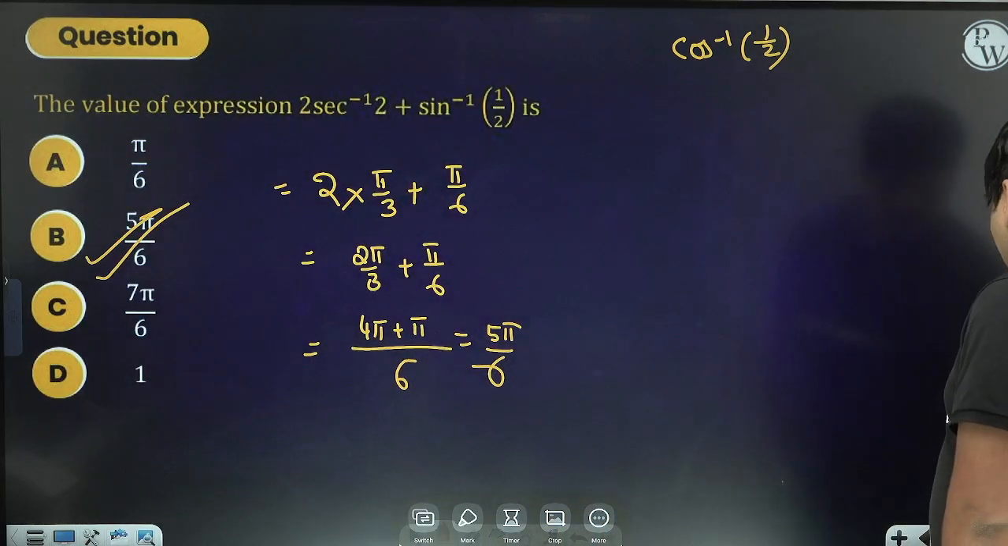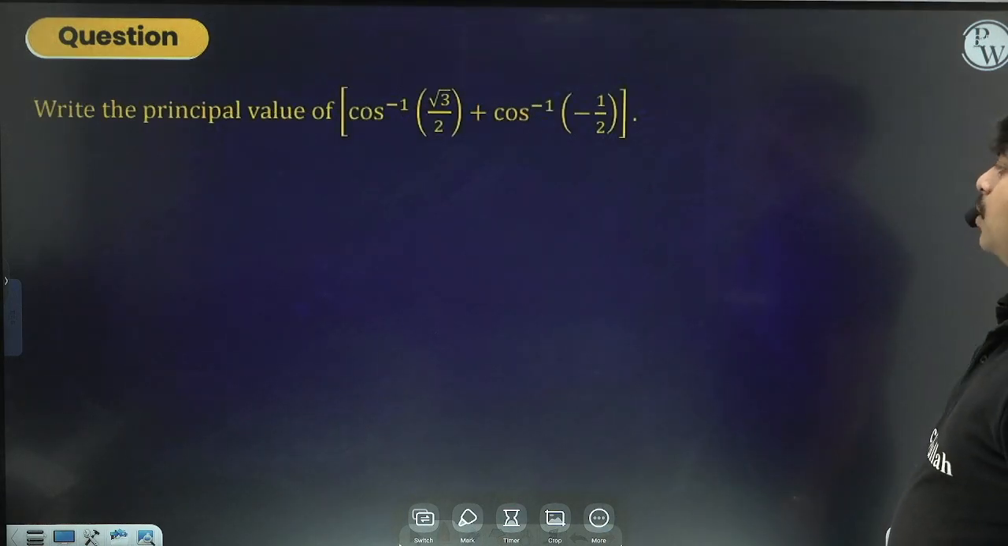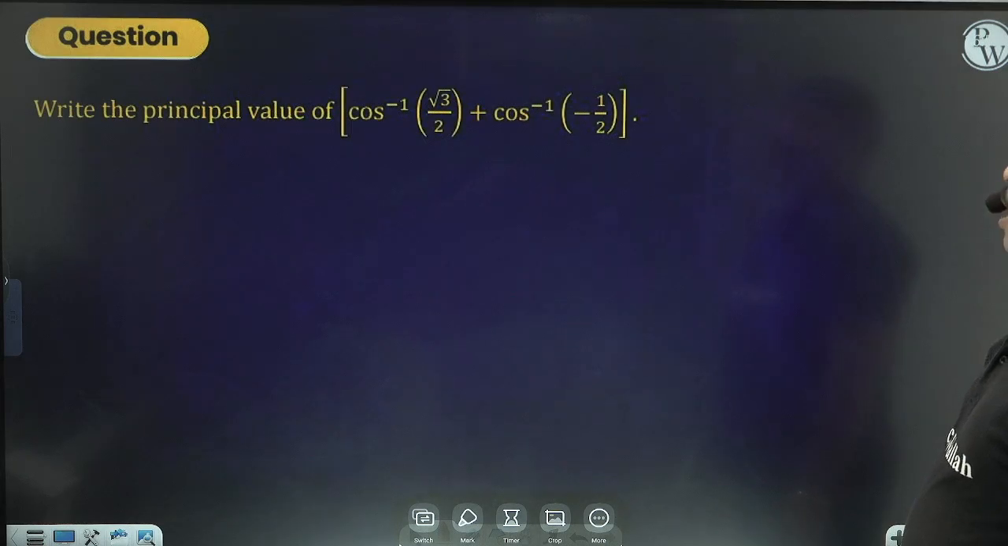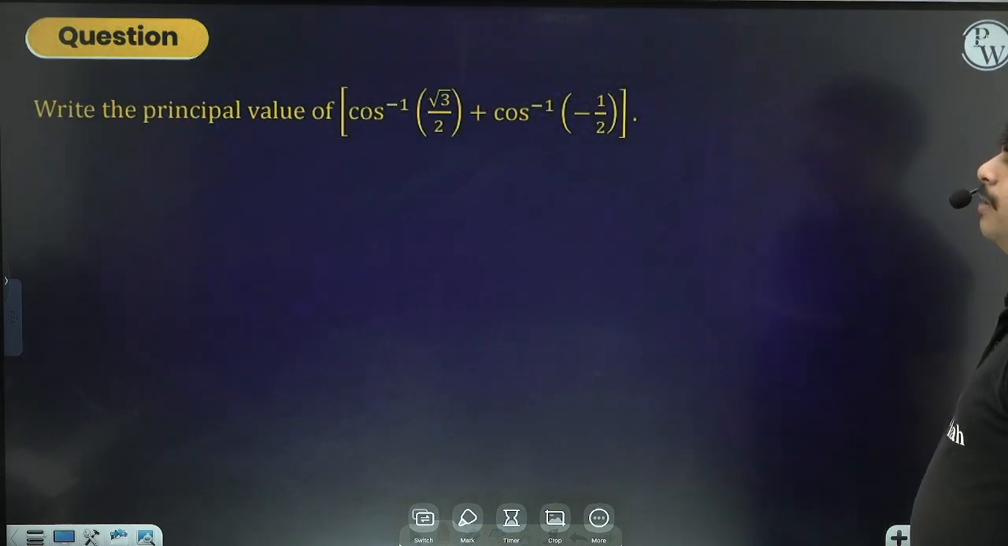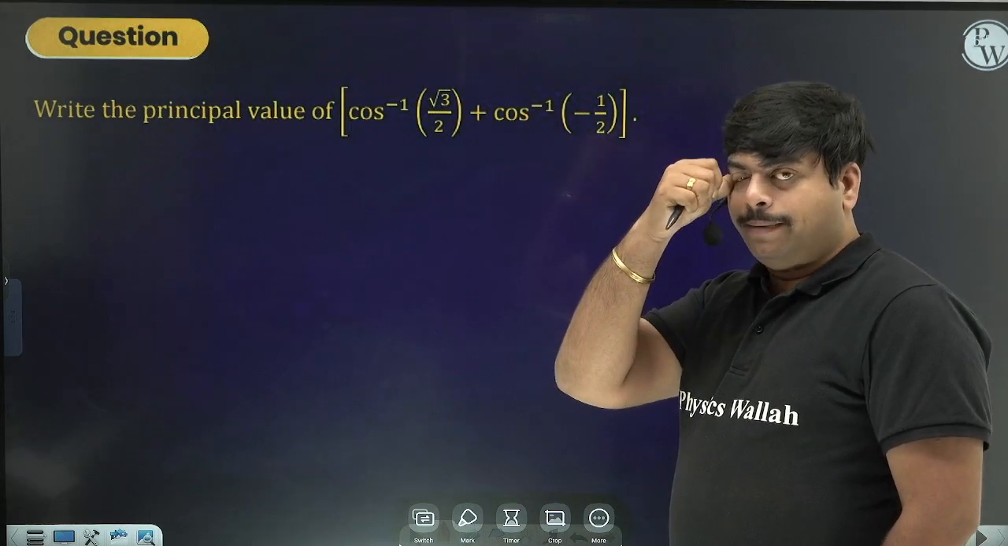Okay, what next are we having? Write the principal value of cos inverse of root 3 by 2 plus cos inverse of minus 1 by 2. I don't think that's a very difficult question. Cos inverse of root 3 by 2, please tell me where you get it, pi by 6, right?